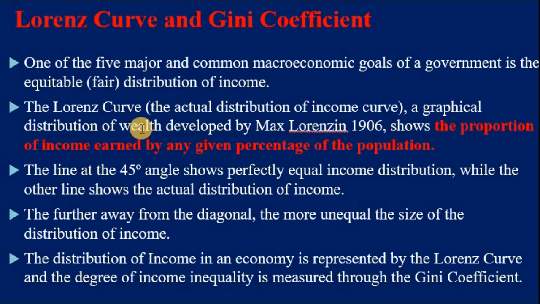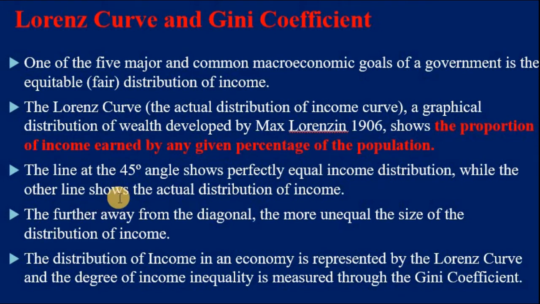Now there is inequality among the people in income distribution, and with the help of the Lorenz curve we try to measure it. The Lorenz curve, the actual distribution of income curve, is a graphical distribution of wealth developed by Max Lorenz in 1906. He explains the proportion of income earned by a given percentage of the population. What is the proportion of income, what is the population, and how the income is distributed among them, we are going to learn here.